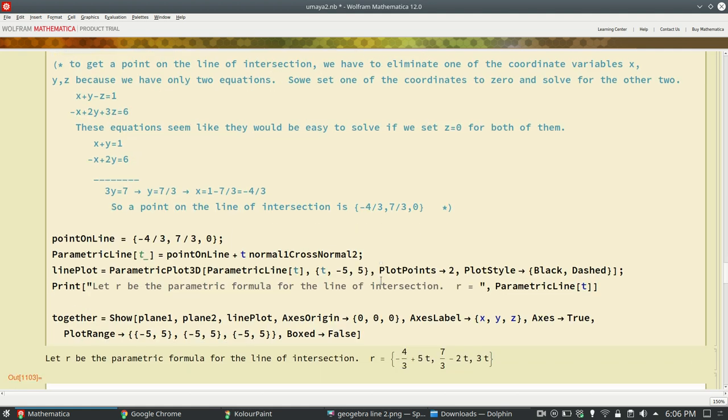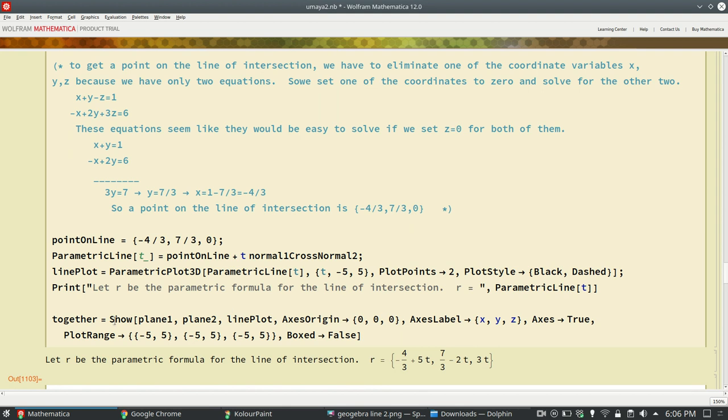And then at the very end, when I put everything together, I used a Show function to show plane 1 and plane 2. Now I want Mathematica to show me the answer.